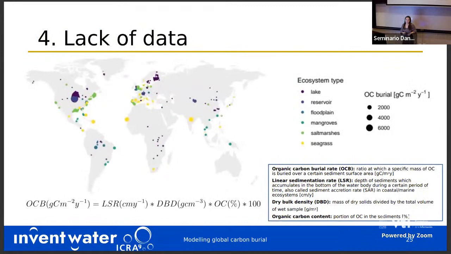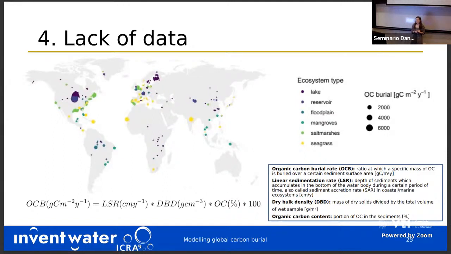The other challenge is the lack of data. This is the most common challenge of all. Here we did a little update of the organic carbon burial rates which exist in the literature nowadays. Probably we don't have them all, but at least the most important studies, or most of them. In the different colors, you can see the different ecosystem types: lakes, reservoirs, plains, and the coastal ecosystems. And the size of the dot is the level of carbon burial rate.